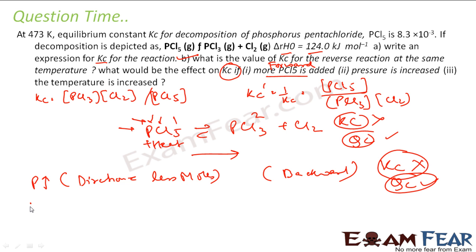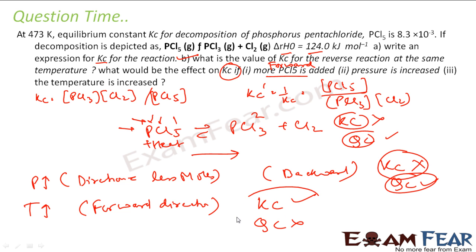Third was temperature is increased. Since it is an endothermic reaction, if you increase the temperature, the reaction will move in such a direction that the whole system cools down, right? So the system will move in the forward direction. And also here Kc will change, Qc will not change.